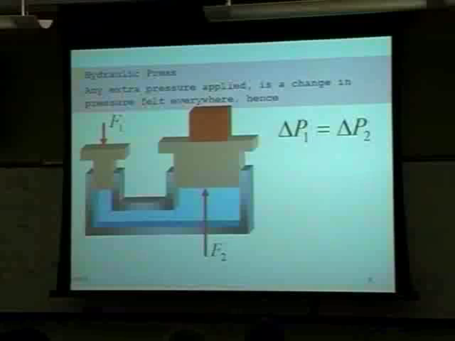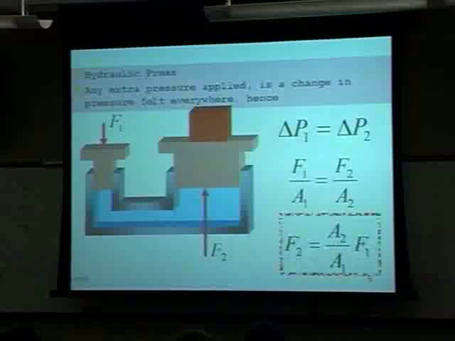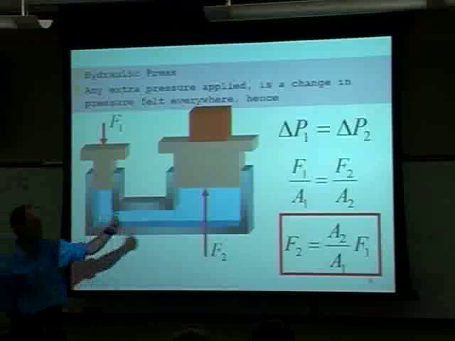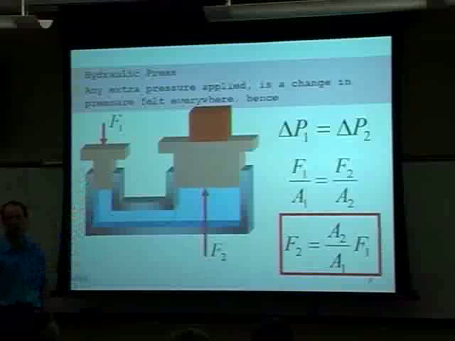Change in pressure at one equals change in pressure at the other. So the force per area at one equals the force per area at the other. And so the secondary force that is applied on the big piston is equal to the ratio of that area to this area times the force applied on the little piston.